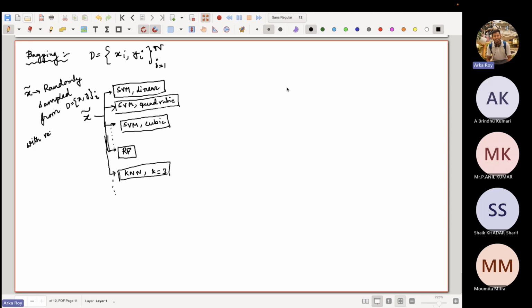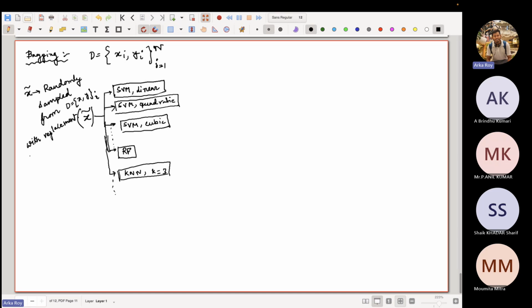So what sort of sampling do we use here? Can any one of you tell me? In case of bagging, what sort of sampling do we use? Random sampling with replacement. Yeah. So we use random sampling with replacement. And based on this, we get a new set, let's say, x tilde.